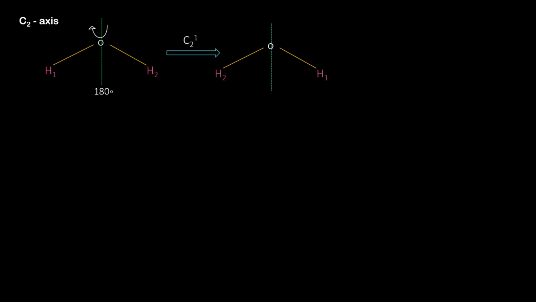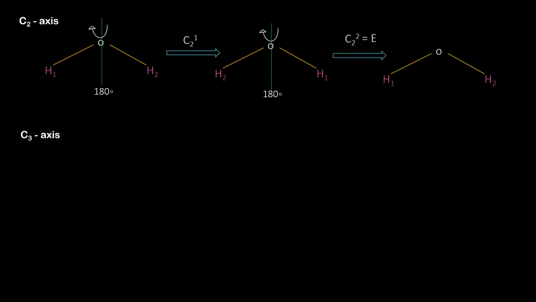Again, we rotate the molecule by 180 degrees. We get another orientation in which the respective positions of the hydrogen atoms remain the same as the original orientation. That means this is an identical orientation. Since two successive operations lead to identity, we can say that C2 raised to 2 is equal to E.